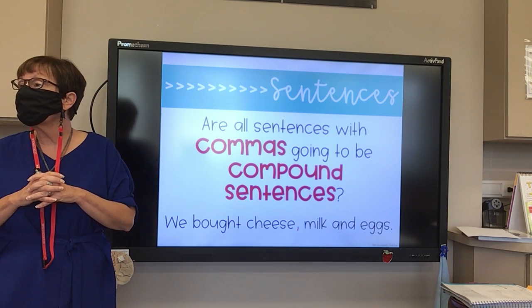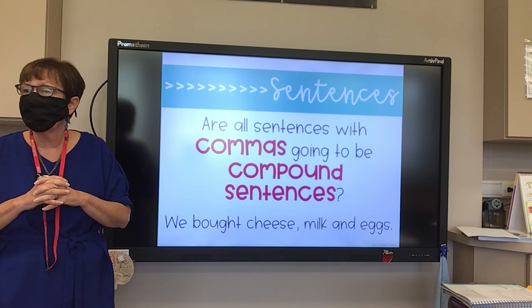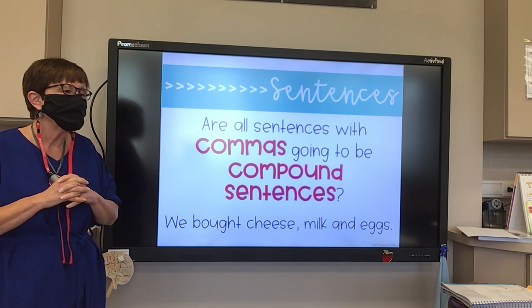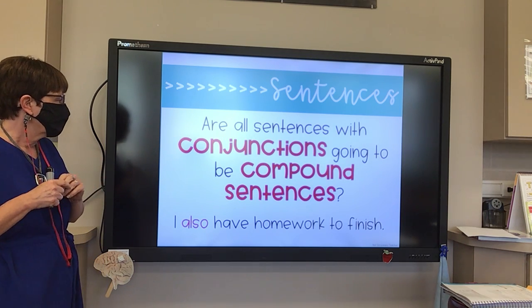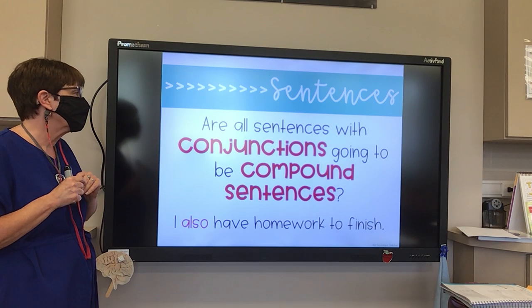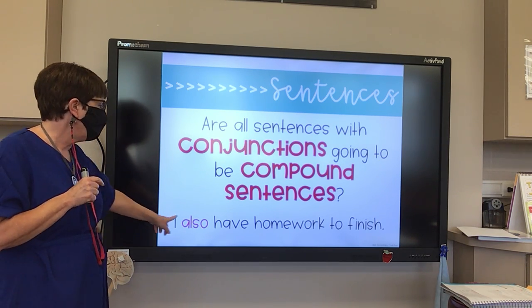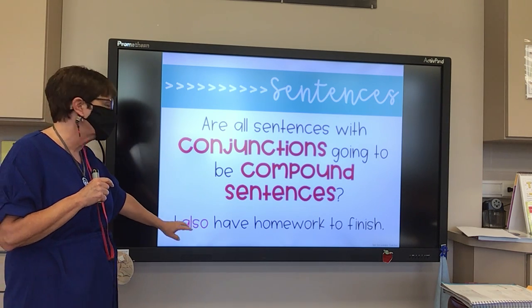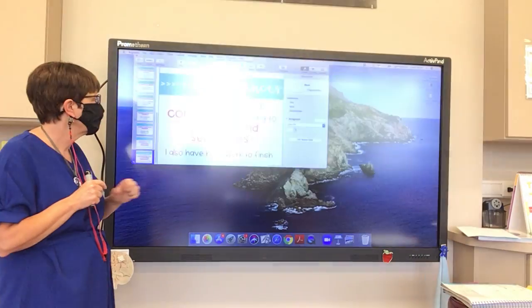Oh, we're not writing anymore with our dry erase. So put your lid back on your dry erase, everyone. Are all sentences with conjunctions going to be compound sentences? No. I also have homework to finish. Also is a conjunction, but it is not a compound sentence.